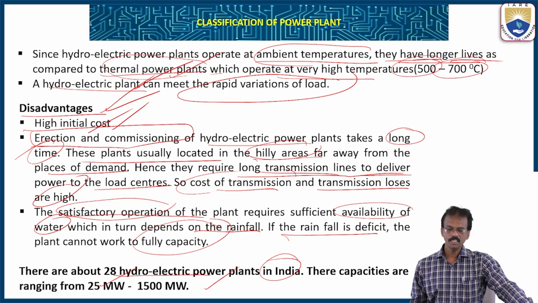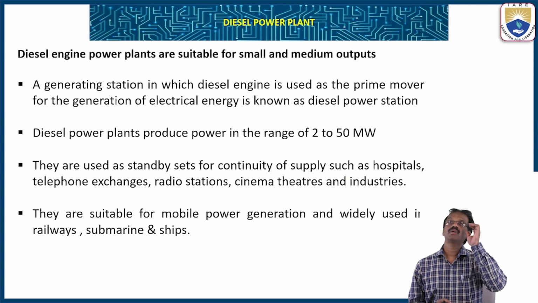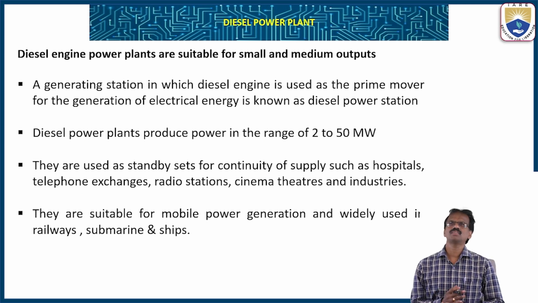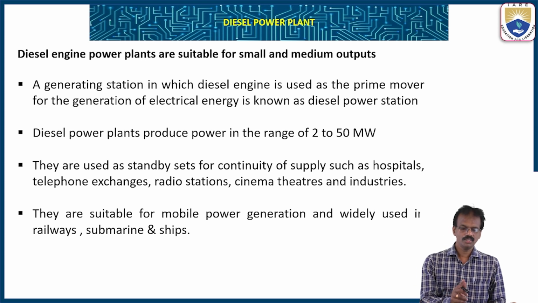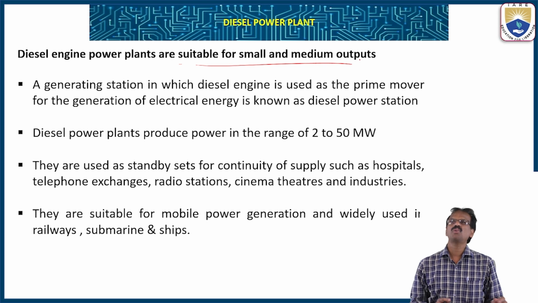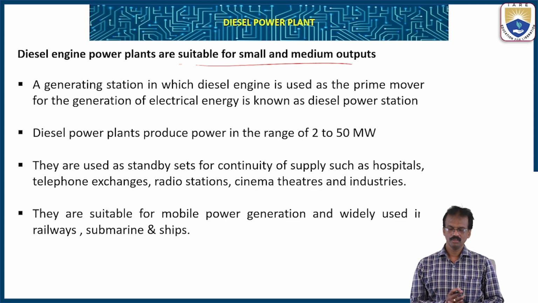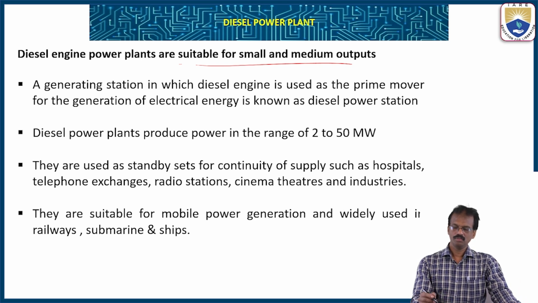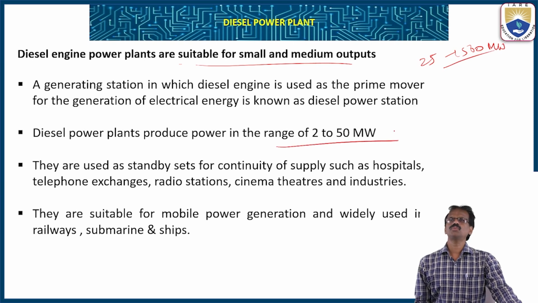Now we'll see diesel power plants. What is the advantage of the diesel power plants? The importance and capacities of the diesel power plants we'll also see. A diesel engine power plant is suitable for small and medium outputs, not for big outputs compared to hydropower plants. For hydropower plants the range is 25 to 1500 megawatts, but the range of a diesel power plant is 2 to 50 megawatts.